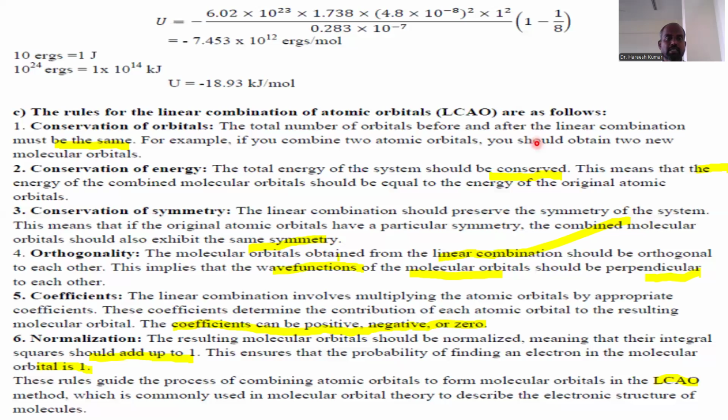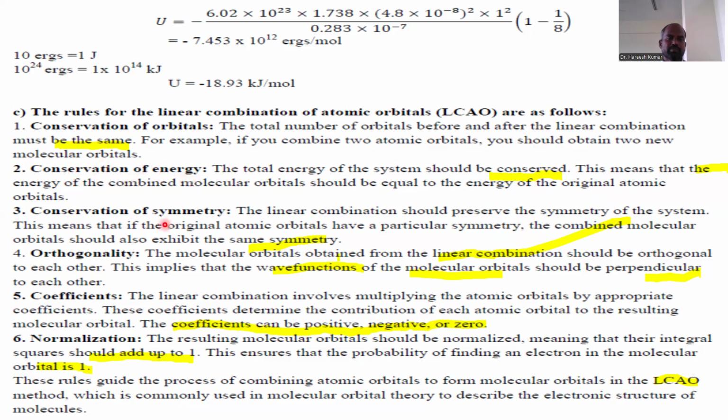Okay, let's continue with the question and answer discussion. The rules for linear combination of atomic orbitals are as follows. Conservation of orbitals: the total number of orbitals before and after linear combination must be the same. For example, if you combine two atomic orbitals, you should obtain two new molecular orbitals.